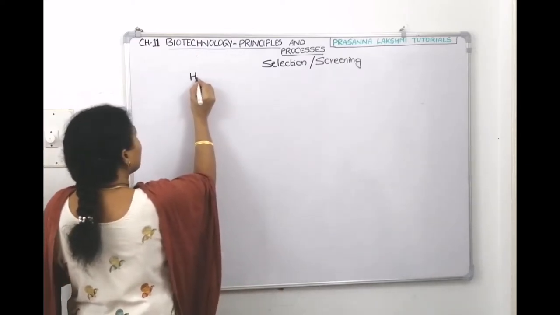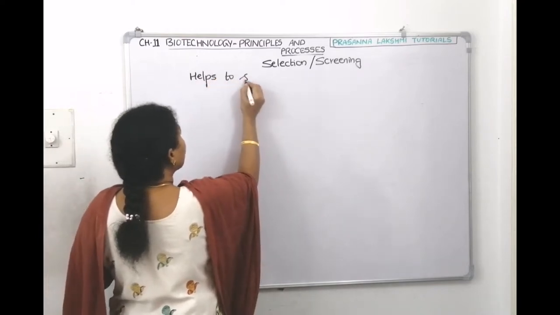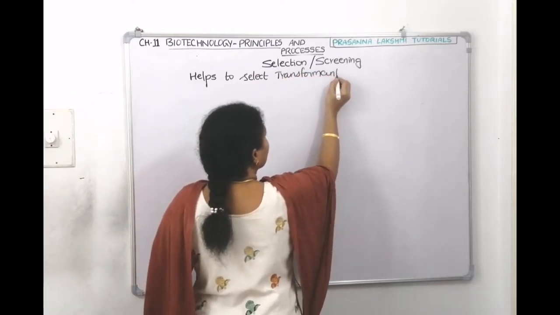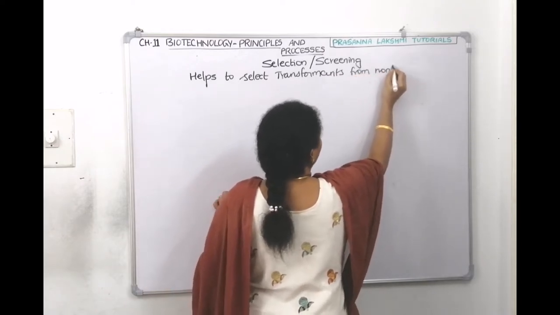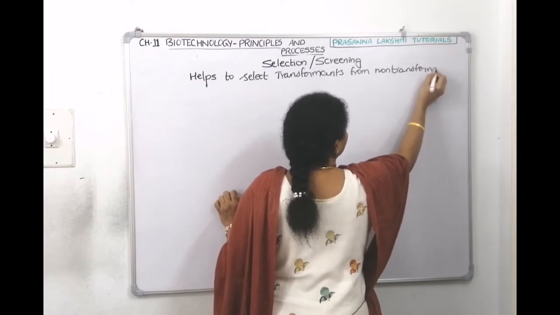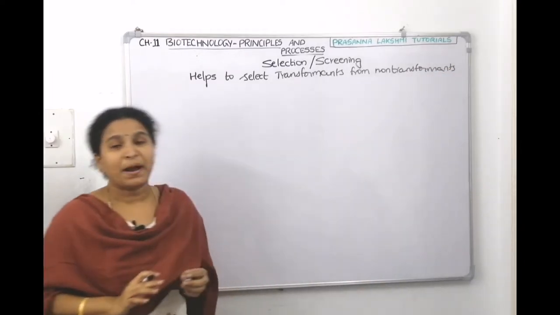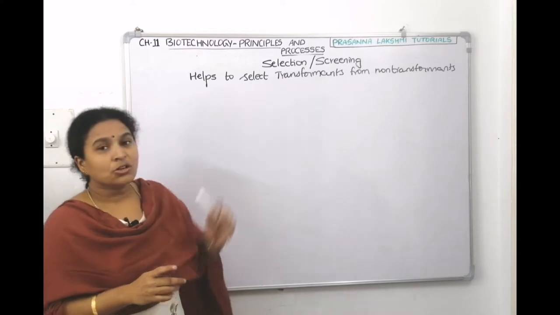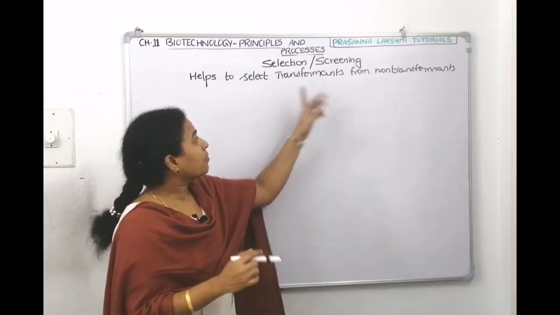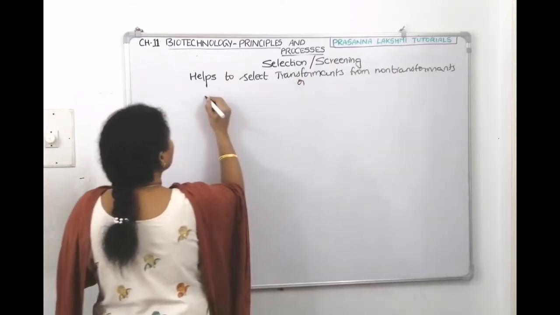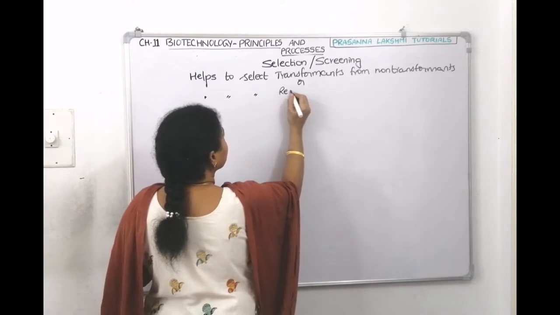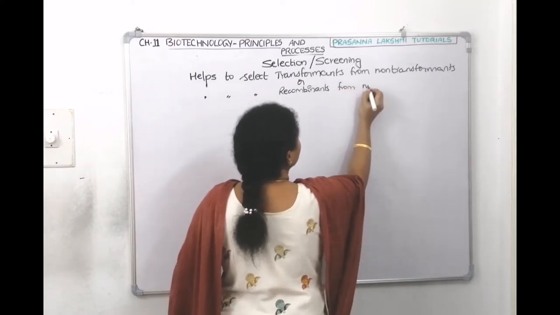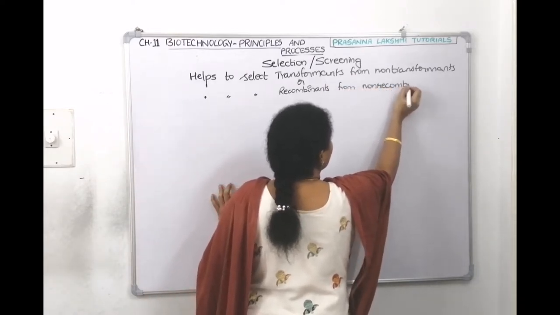Selection or screening helps us to select transformants from non-transformants. Transformants means the bacteria which participated in transformation. Non-transformant means the bacteria which did not participate in transformation. So, selection or screening technique will help us to select transformants from non-transformants, or it will help us to select recombinants from non-recombinants.